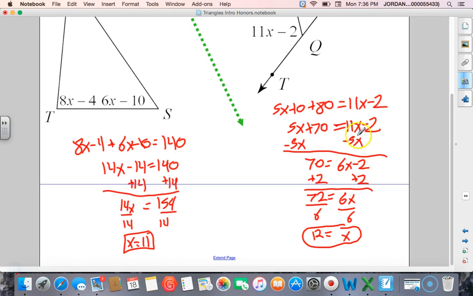Right, then I'm going to minus 5x from both sides. 11x minus 5x is 6x. Then I add 2, get 72, divide by 6. 72 divided by 6 is 12, so x is 12. I hope you guys got that.